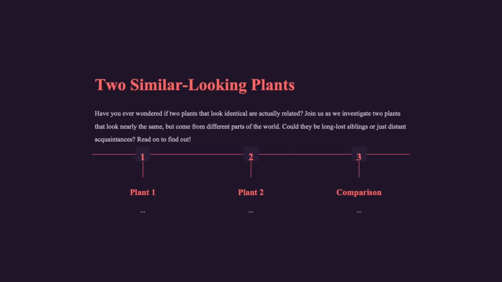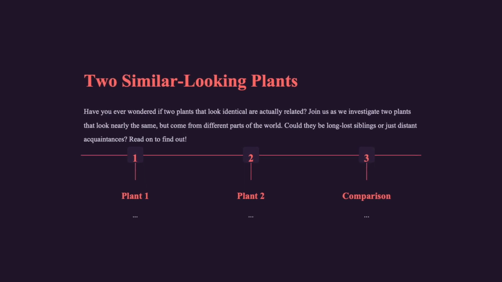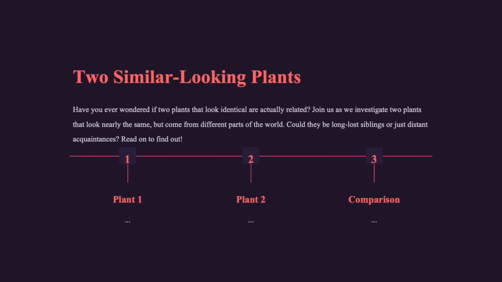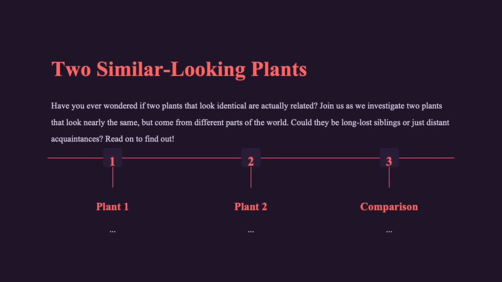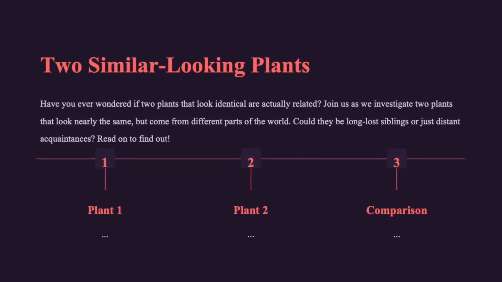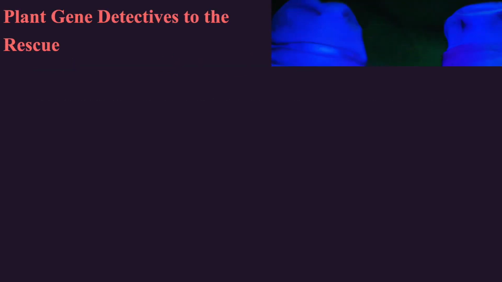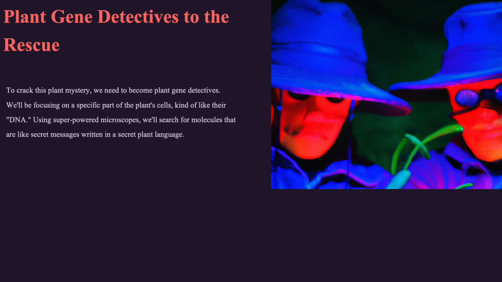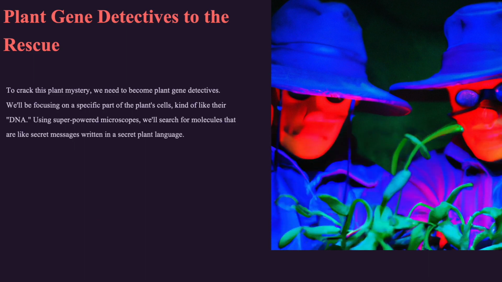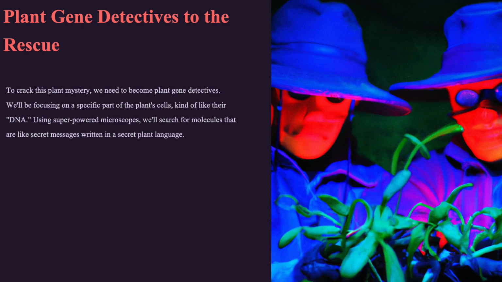You wonder why they are long lost plant cousins, just distant acquaintances. To crack this botanical case, you decide to become a plant gene detective. Okay, you focus on a specific part of the plant's cell, a bit like their plant DNA. But here's the cool part: you don't need a magnifying glass. You need some science magic.